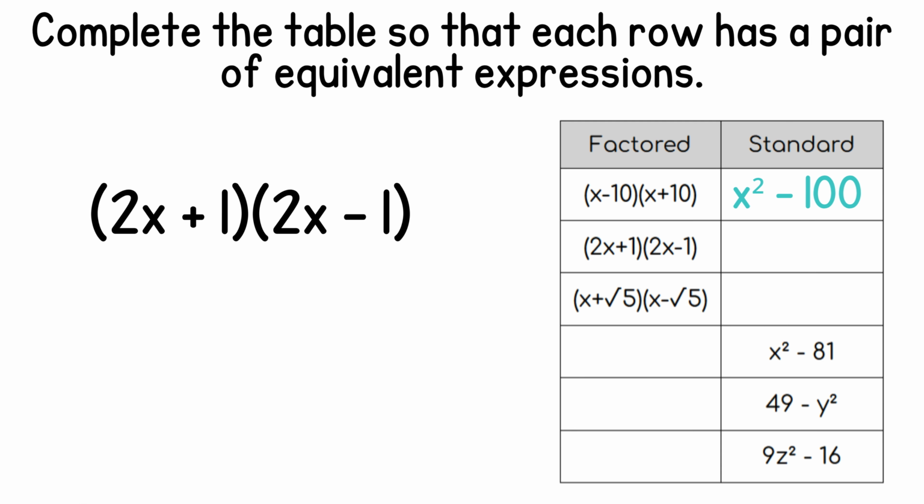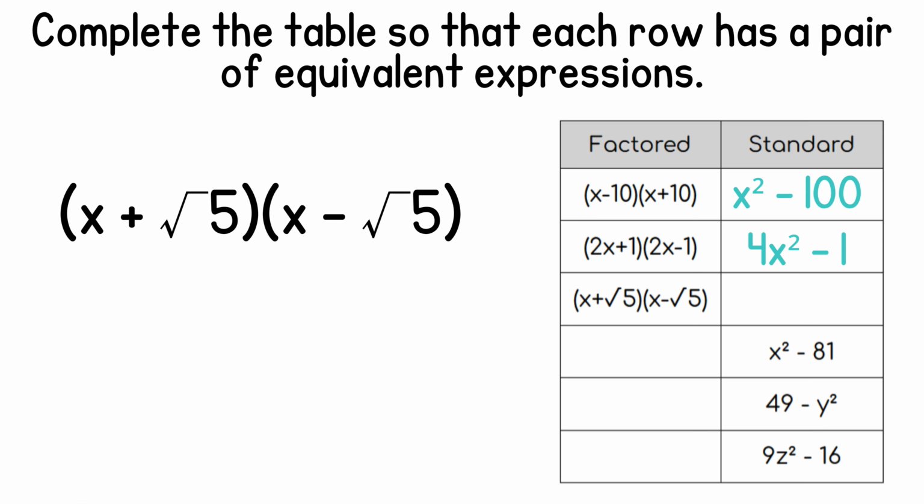Now let's look at 2x plus 1 times 2x minus 1. This time a is 2x and b is 1. So we can write this as (2x) squared minus 1 squared. (2x) squared can be simplified to 4x squared, and 1 squared is just 1.